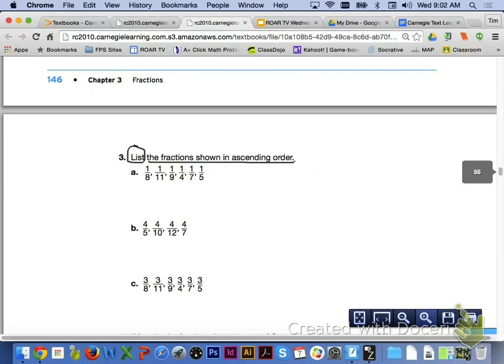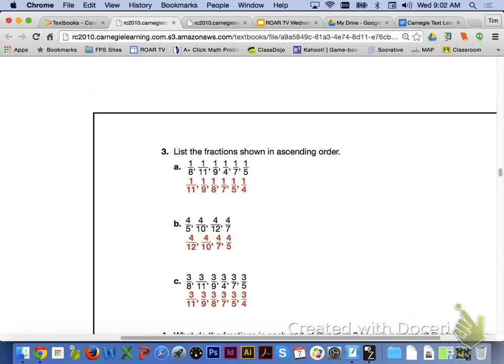Number 3 at the top of page 147 tells us to list the fractions shown in ascending order. Go ahead and do letters A, B, and C with your group members. For letter A, we should have 1/11, 1/9, 1/8, 1/7, 1/5, and 1/4. You can see that as the fraction is getting larger, the denominator is getting smaller. Letter B, 4/12, 4/10, 4/7, 4/5. And finally for letter C, 3/11, 3/9, 3/8, 3/7, 3/5, and 3/4.